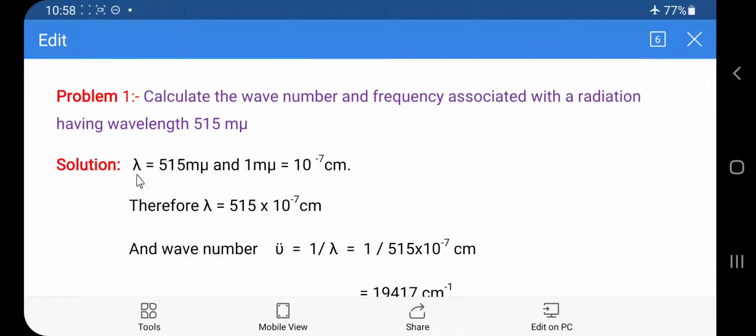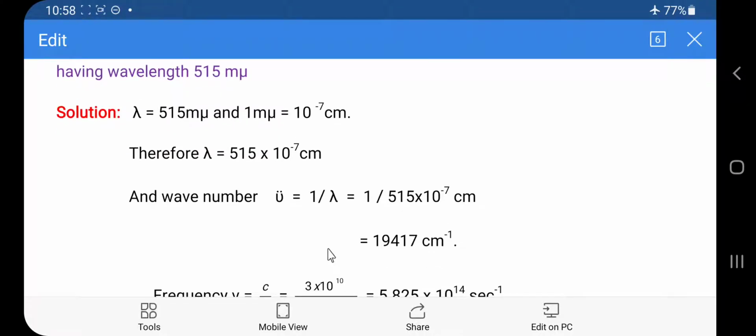So here the wavelength is given, that is lambda is equal to 550 millimicron, and all of you know that 1 millimicron is equal to 10 raised to minus 7 centimeter. That's why here lambda is equal to 550 into 10 raised to minus 7 centimeter. This is the wavelength, and the wave number is nu bar. So nu bar is equal to 1 upon lambda. Just substitute the value of lambda, we can calculate the wave number, and the final answer is 19417 centimeter inverse. So this is the value of the wave number.